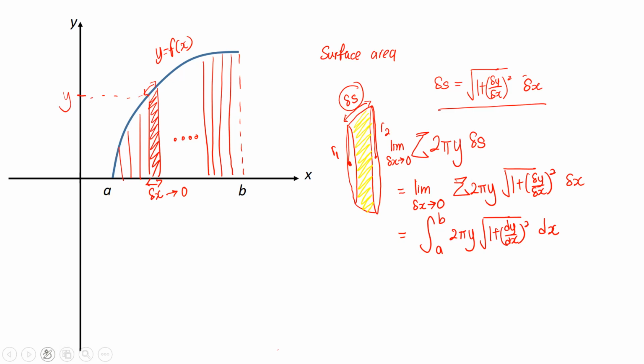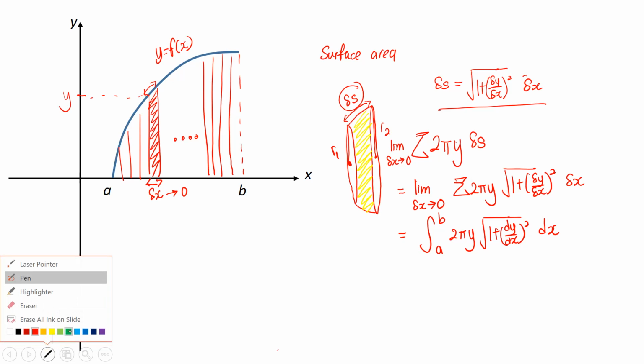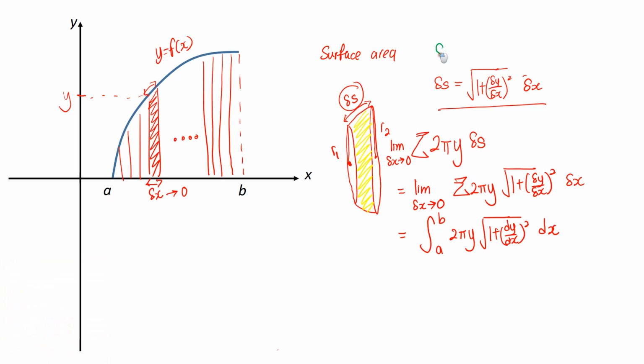Now, if you watched the video earlier, you will notice that there is another expression for the small change in s. It can also be written this way: square root of 1 plus (small change in x over small change in y) squared, multiplied by small change in y. This expression is valid when small change in y tends to 0.